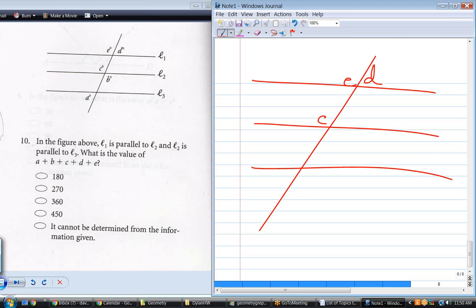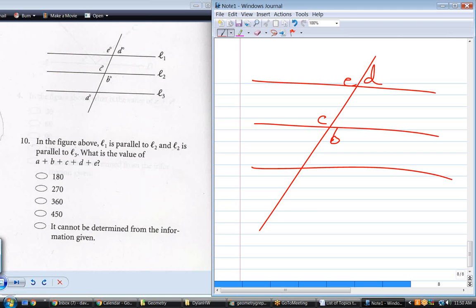It means that they're... my brain just went blank. They'd be... are they equal or are they supplementary? Equal. Okay. Or congruent. Yeah, or congruent. Okay. What's the relationship between B and C?